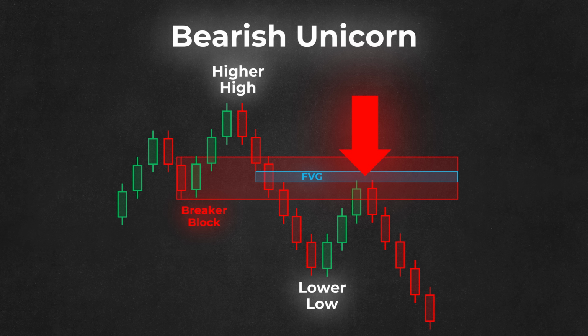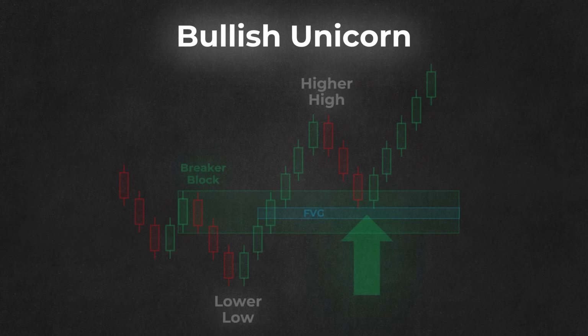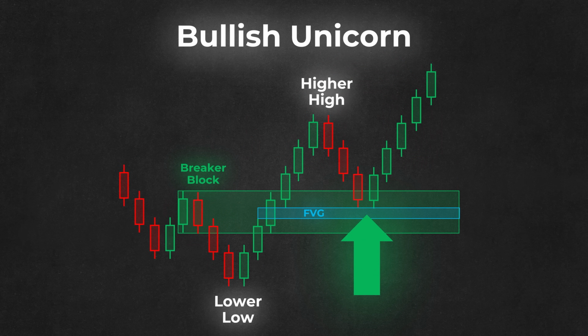intersection of the breaker block and the fair value gap found in the price movement that creates the expanding formation. In this other illustration, you can see the hypothetical example of a bullish unicorn entry, where price reverses at the intersection of the breaker block and a fair value gap found in the price movement that creates the expanding formation.